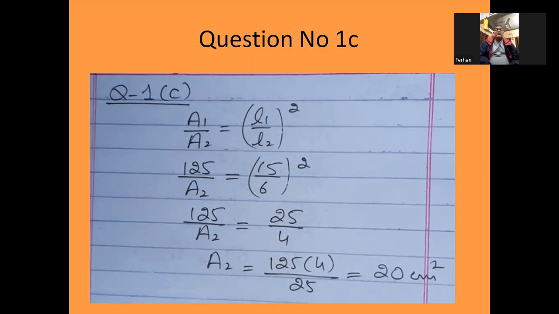So make A2 the subject. A2 will be equal to 125 multiplied by 4 divided by 25, and that will be equal to 20 centimeter square. So that's question 1, part C.